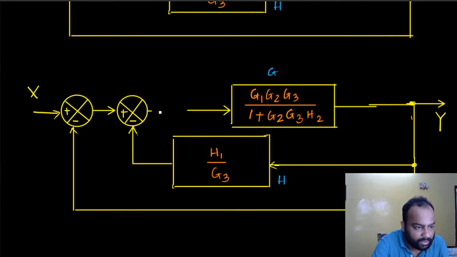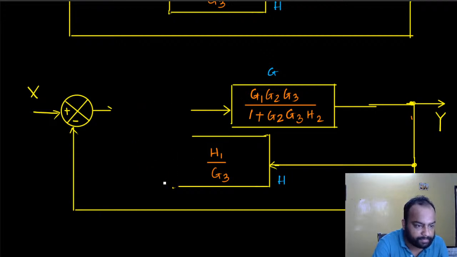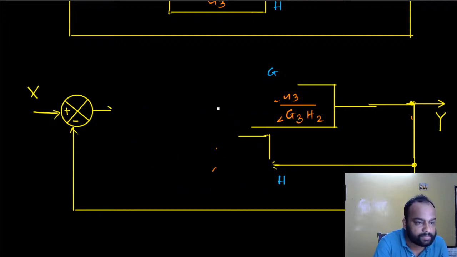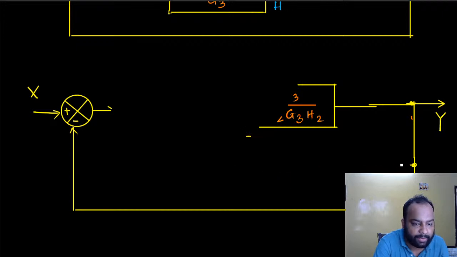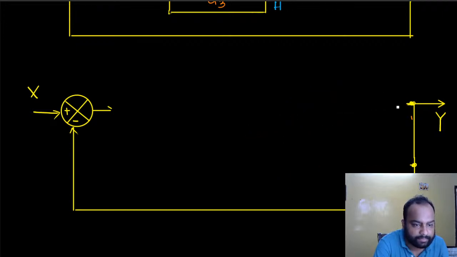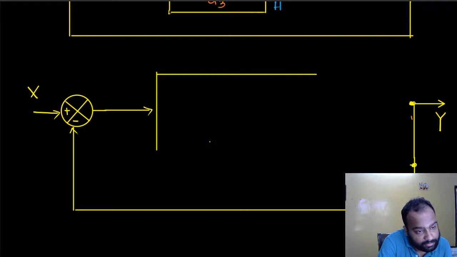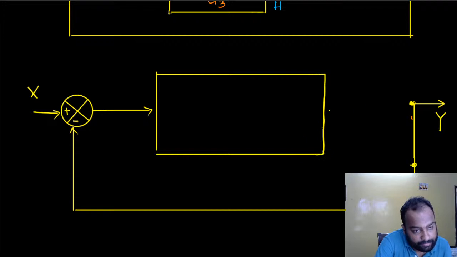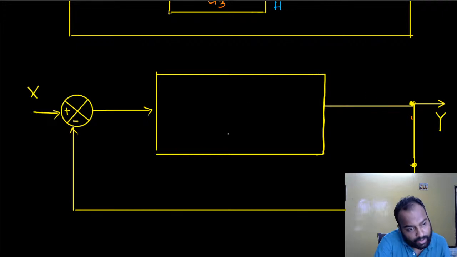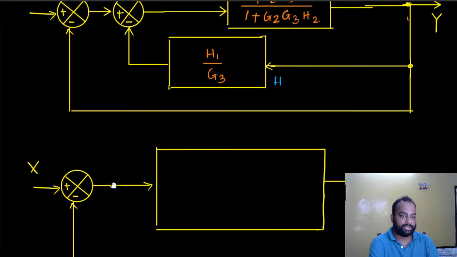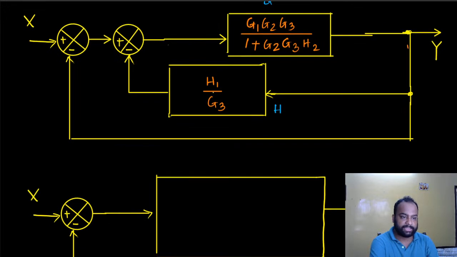All right, so I have just gotten rid of this entire feedback loop, right? Instead I have one gigantic transfer function, and now see, this is your G, this is your H, right?